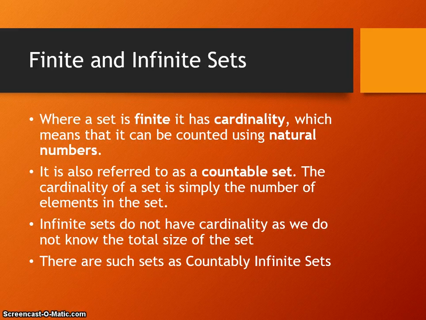We have infinite sets, such as our set of Z, our integers. There can be an infinite number of integers. Now infinite sets, they don't have cardinality because we don't know the total size of it, and these become known as countably infinite sets. So we can count them, we can use natural numbers to count these, and we can go 1, 2, 3 and carry on going, and you can actually go up to n values, so they become countably infinite.